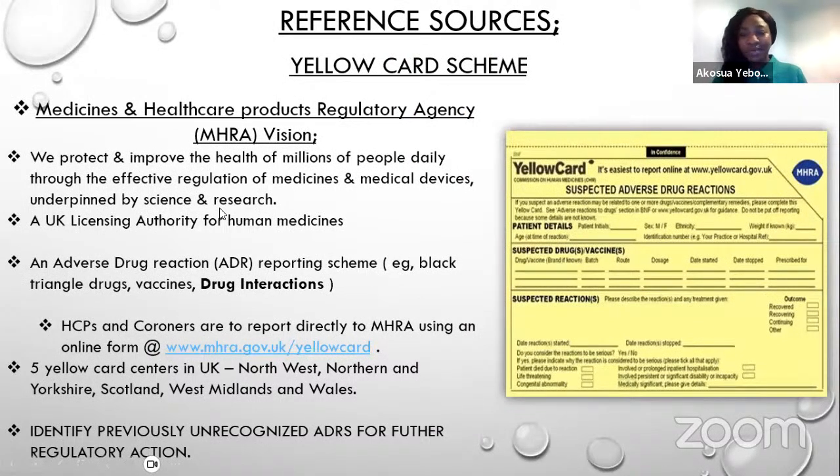So, what are some of the resources? Before we go to the resources, we'd like to ask ourselves, why is it important to identify drug interactions? Like we've discussed, it's very important to identify drug interactions because it may increase your toxicity without you knowing. It might lead to adverse reactions as well.